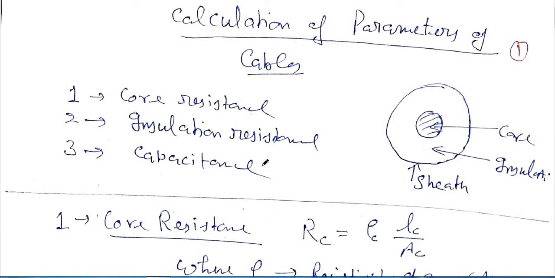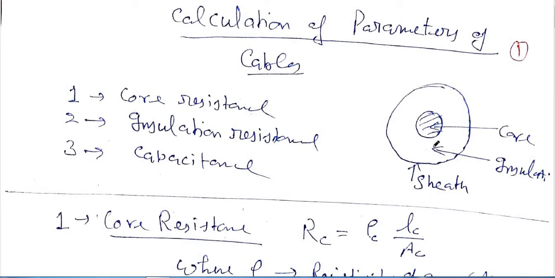First of all we should discuss what a single core cable is, because in these two parts, core resistance and insulation resistance, we will consider only the single core cable. So this is the single core cable.